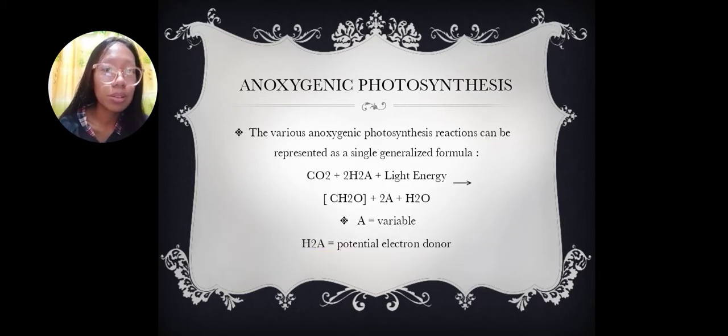So, the various anoxygenic photosynthesis reactions can be represented as a single generalized formula. So, CO2 plus 2H2A plus light energy, the end result is CH2O plus 2A plus H2O. So, the letter A in the equation is a variable and H2A represents the potential electron donor. For example, A may represent sulfur and the electron donor hydrogen sulfide, or H2S.